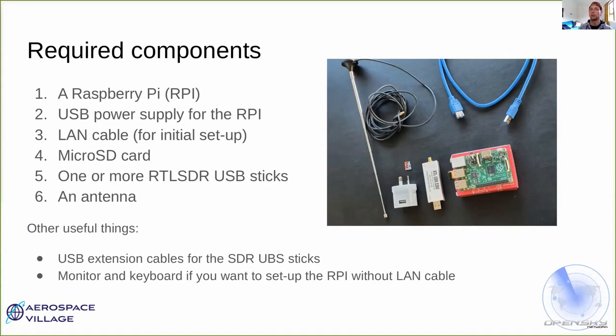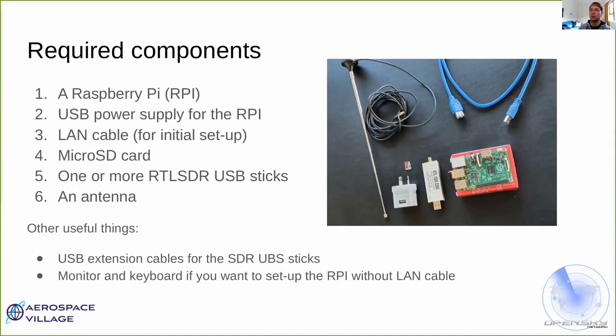Then for the Raspberry Pi, we need the power supply and the LAN cable for the initial setup. The LAN cable you only need if you want to follow along this headless SSH setup from scratch. If you already have a running Raspberry Pi or are setting up with monitor and keyboard, you can also use a wireless LAN. You also need a micro SD card which serves as a Raspberry Pi disk.